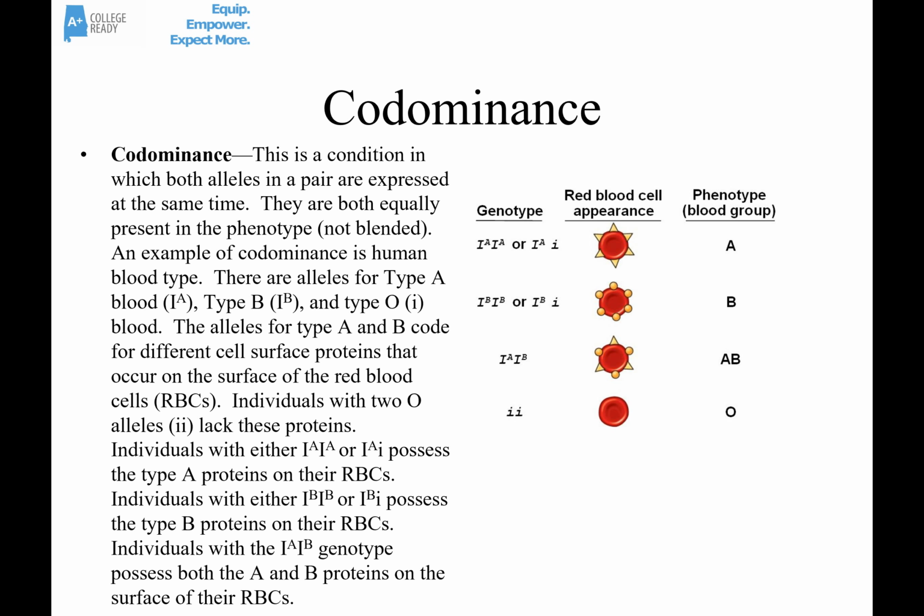For human blood type, there are three different alleles. There's an allele for A, there's an allele for B, and there's an allele for O. The alleles for A and B code for different cell surface proteins on the surface of your red blood cells. Individuals with two O alleles don't have either of those. The O allele doesn't code for either protein.